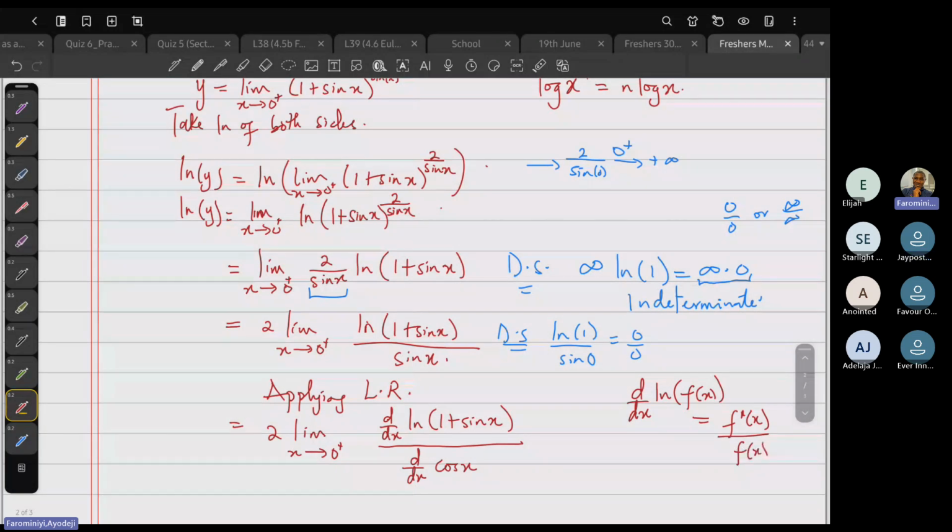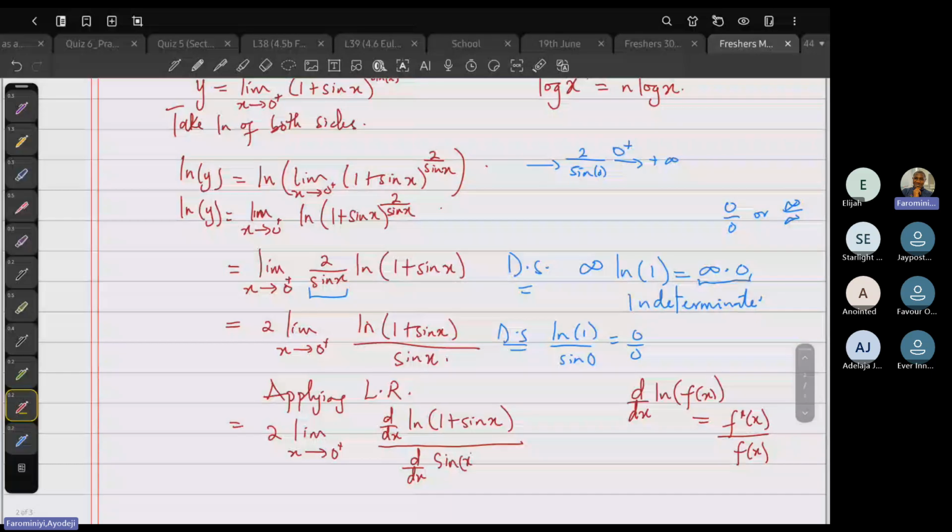Sir, you said d/dx of ln(1 plus sine x) over d/dx of cos x. It should be sine x. Thank you. My brain is working faster than my hands. Well, they are just not in sync.